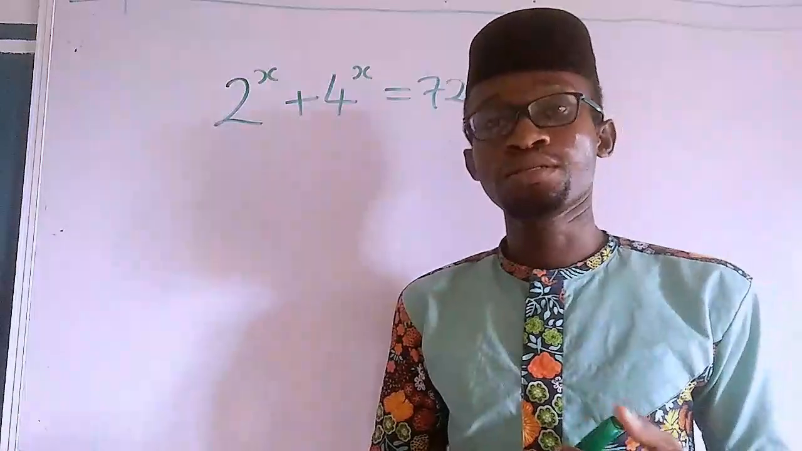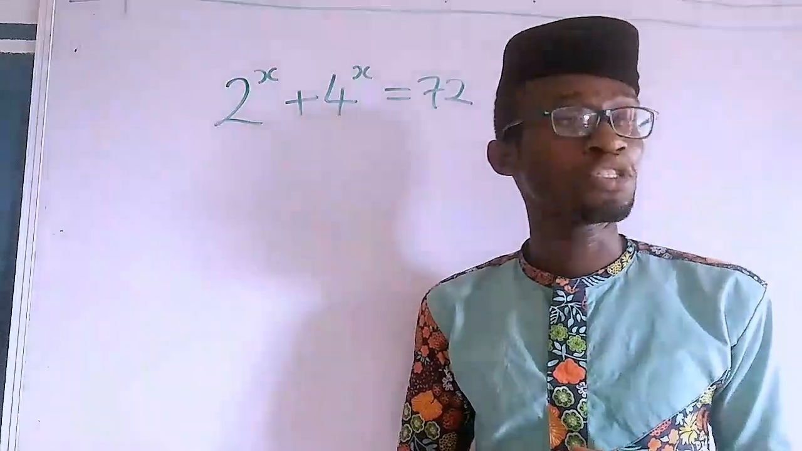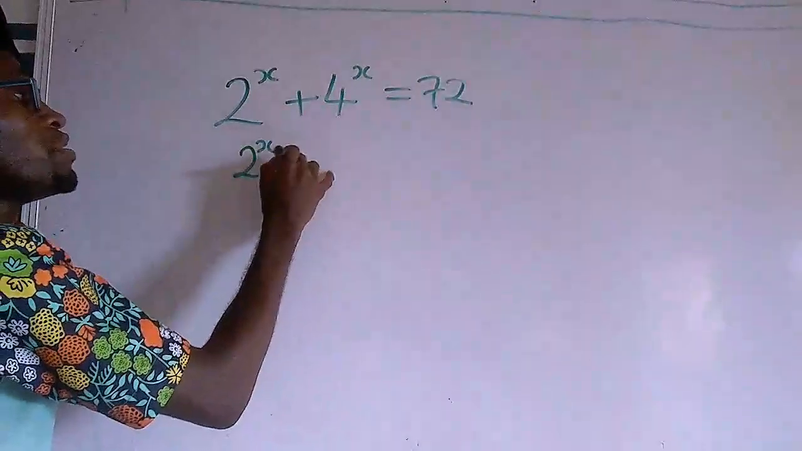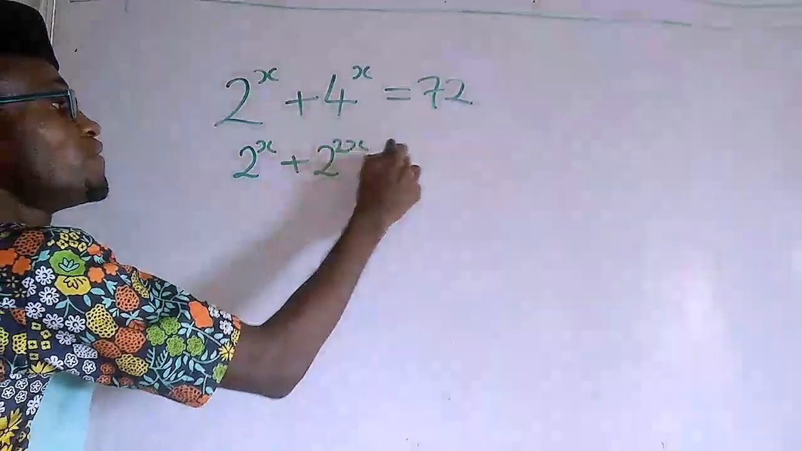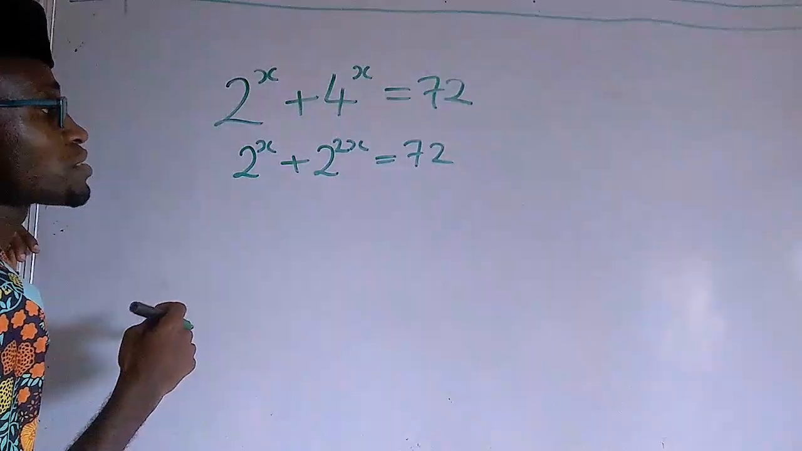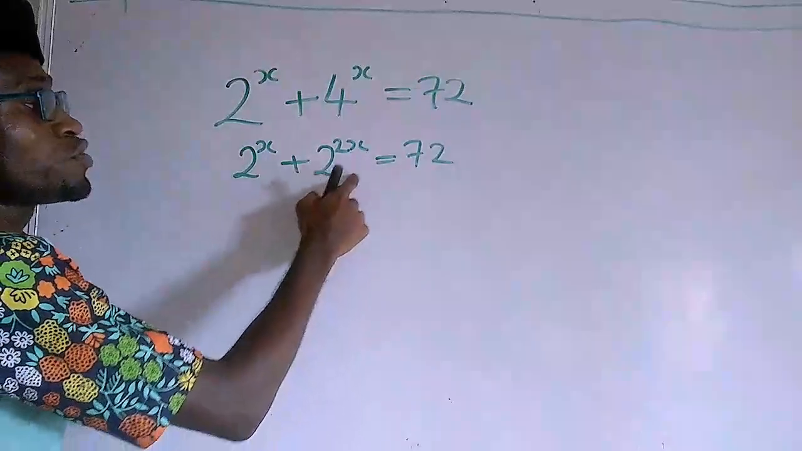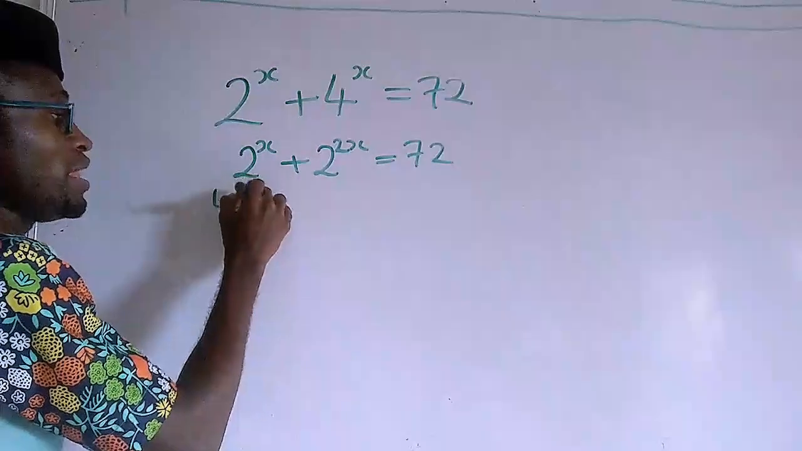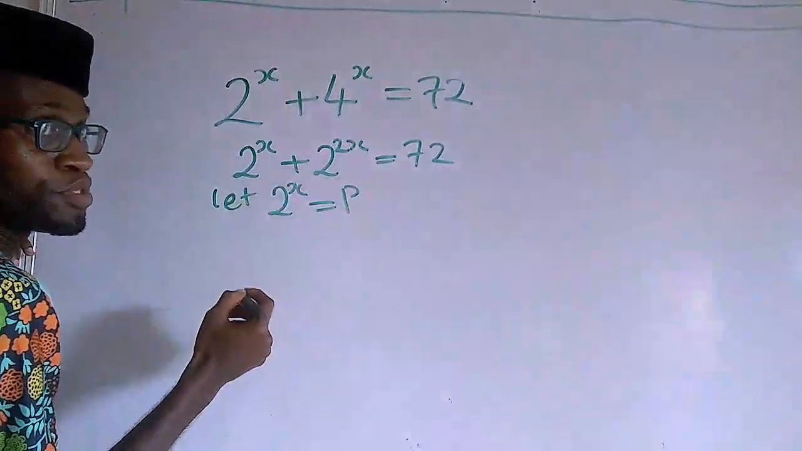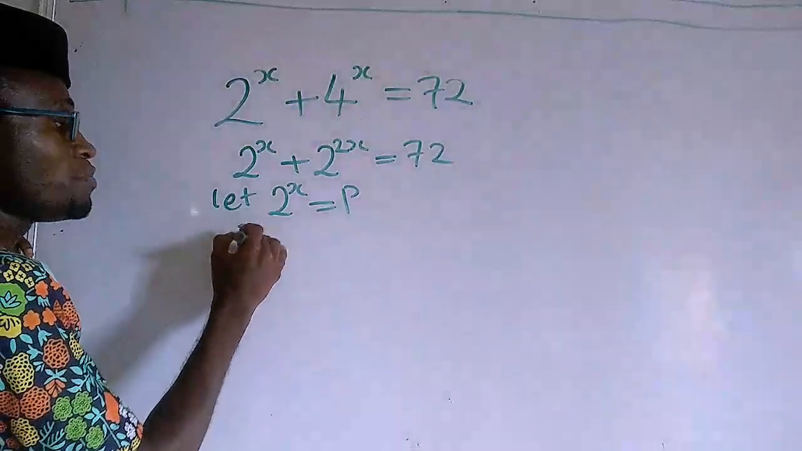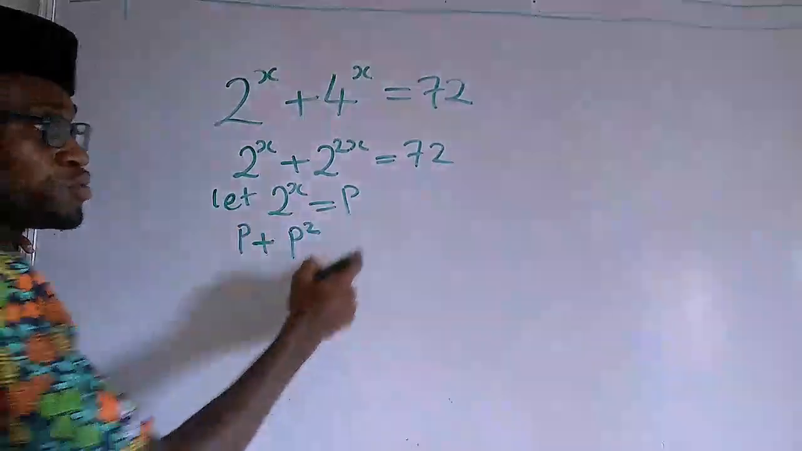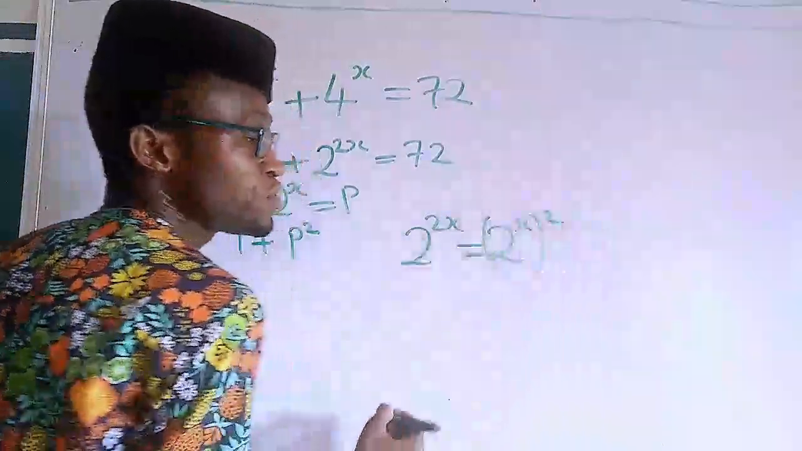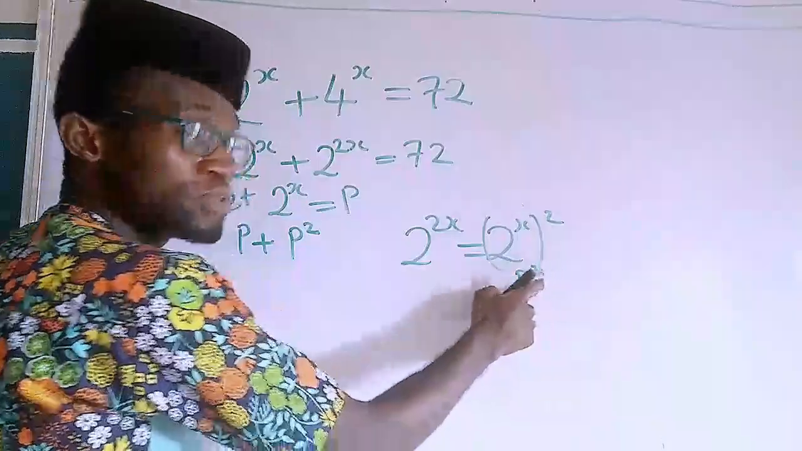Now this is an indices quadratic equation. So what we are going to do is bring this to the index form: 2 raised to the power x plus 2 raised to the power 2x equals 72. So we now say let 2 raised to the power x equal p. Then we have p plus p squared. Why is it p squared? Because 2 raised to the power 2x is the same thing as 2 raised to the power x, raised to the power 2. So this is now p, and then it will be squared.